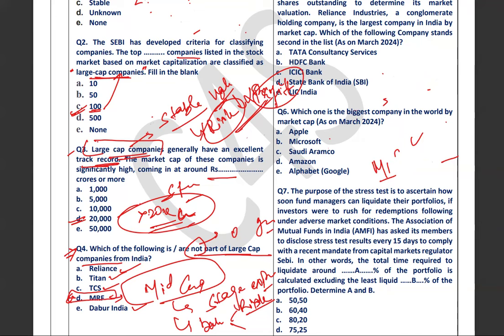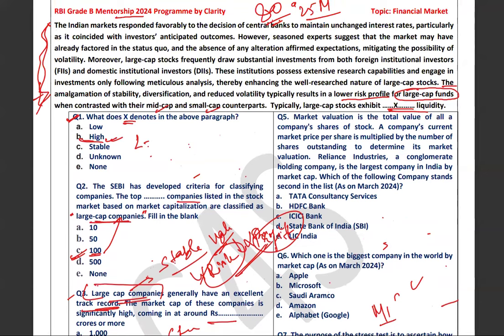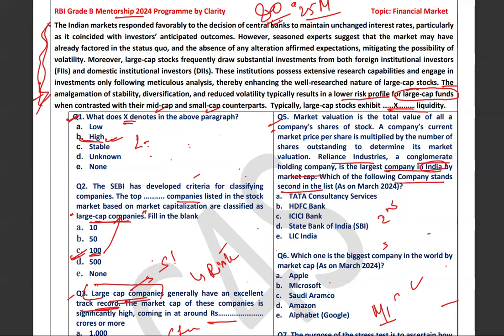Question number 5. Read out the question first. Reliance Industries, a conglomerate holding company, is the largest company in India. Which of the following companies stands second largest? Which company holds the second rank in the large cap categorization? It is HDFC. HDFC holds the second rank right now in India. Reliance holds the first rank and HDFC holds the second rank. TCS holds the third rank.